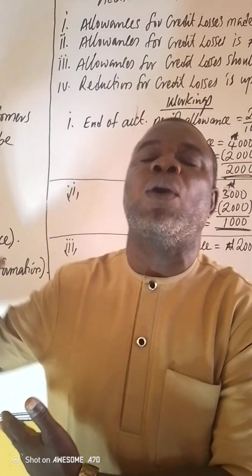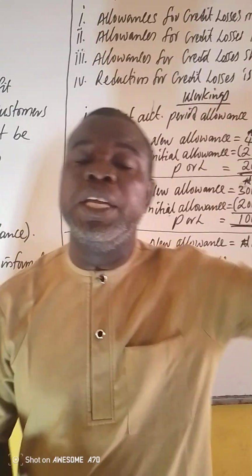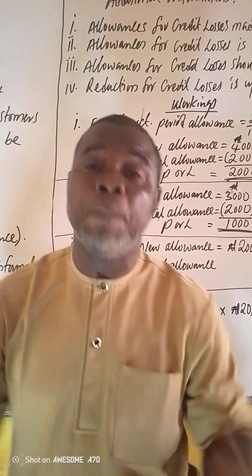I'll continue, and we are going to see how these allowances are presented in the profit or loss statement and also in the statement of financial position.